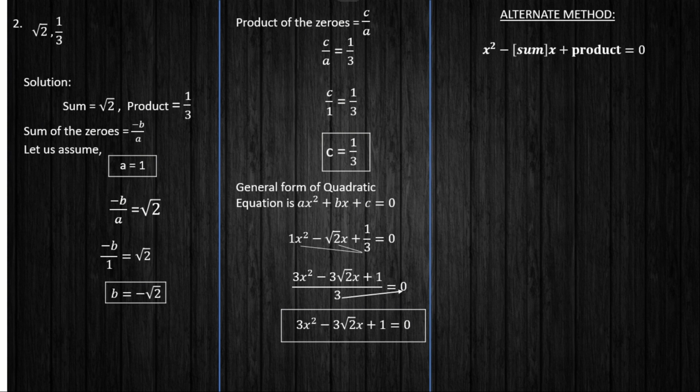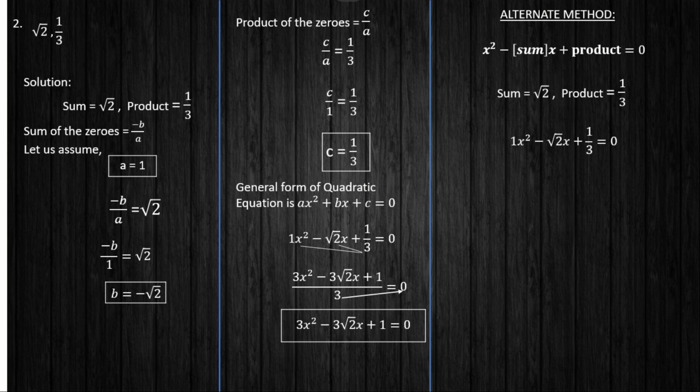The formula is x square minus sum of x plus product is equal to 0. In the question, the sum is given as root 2 and the product is given as 1 by 3. Substitute directly into the given formula. It will become 1x square minus root 2x plus 1 by 3.